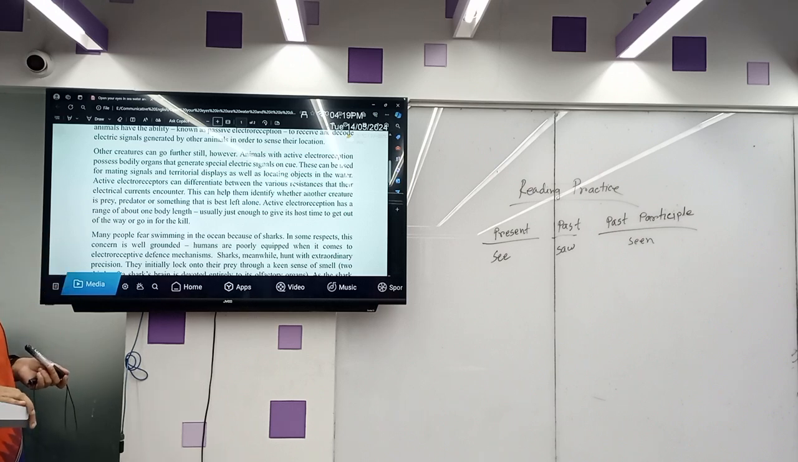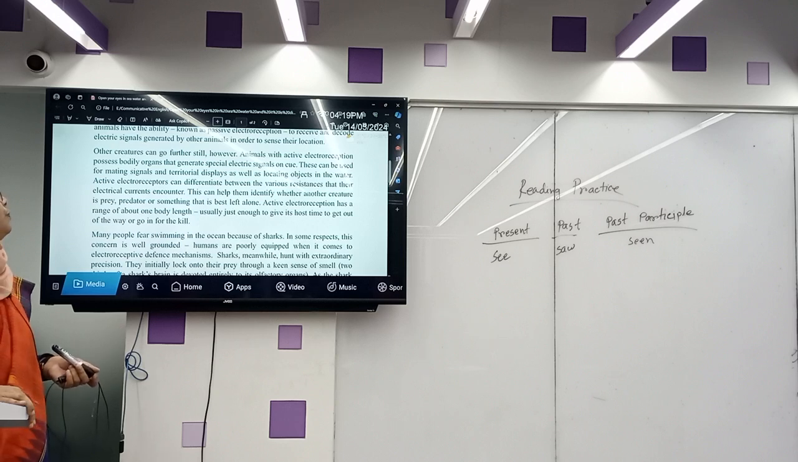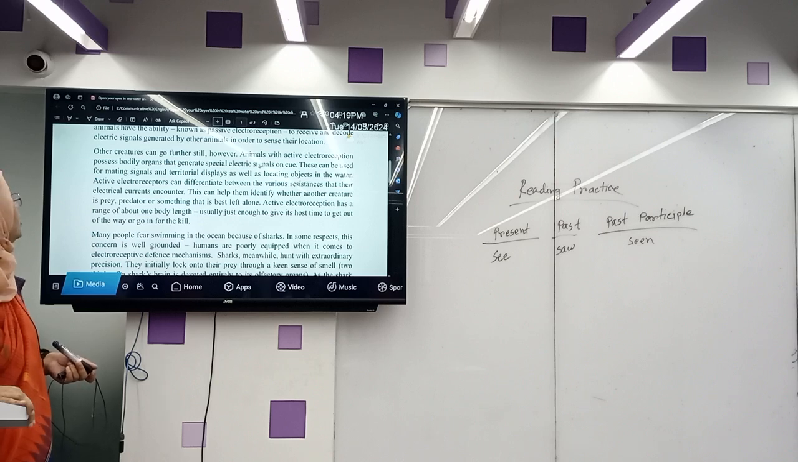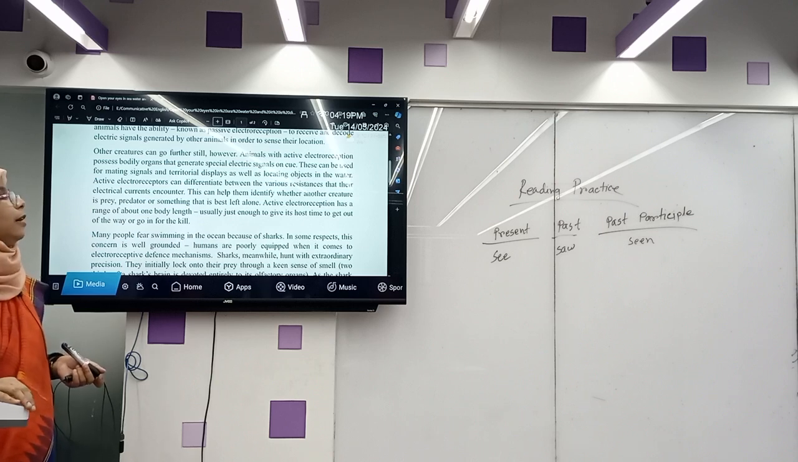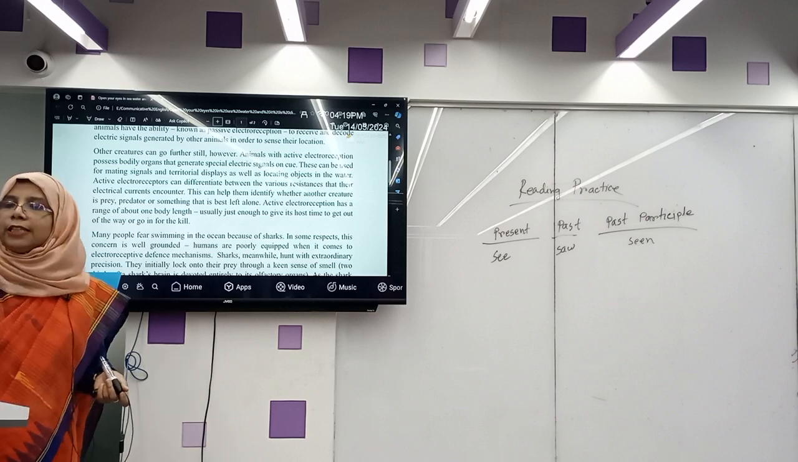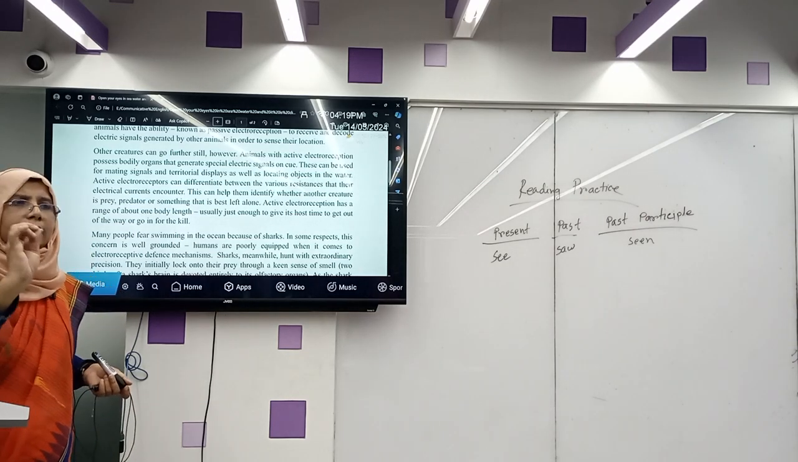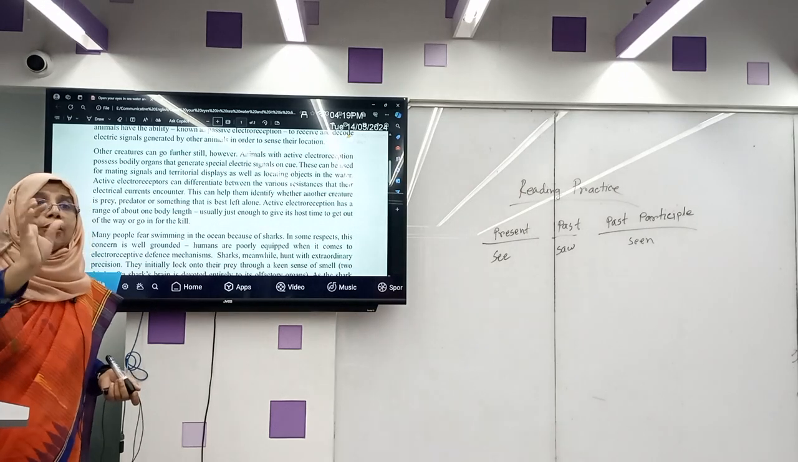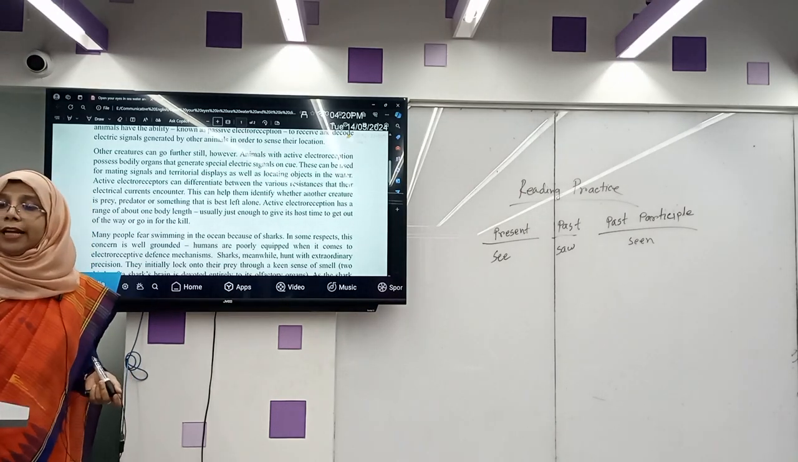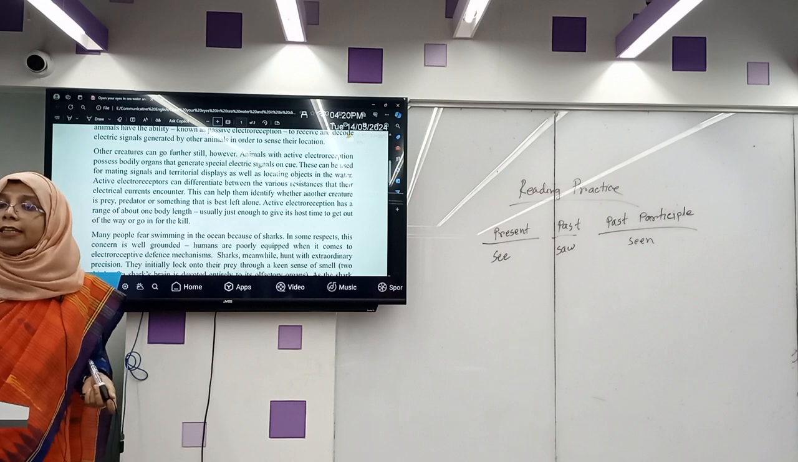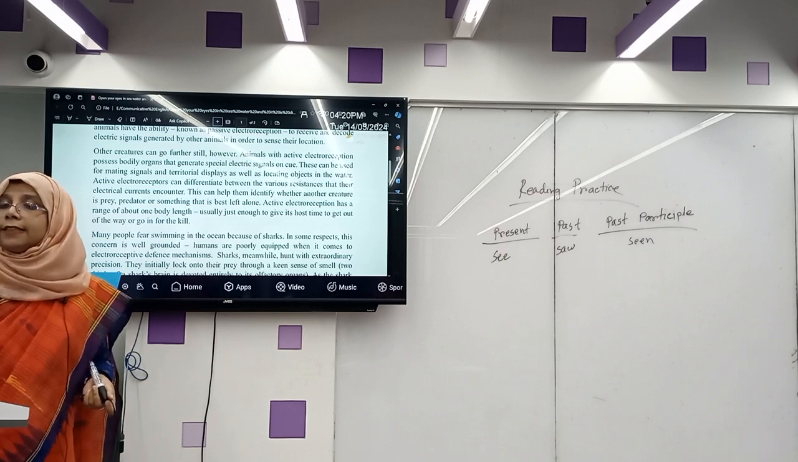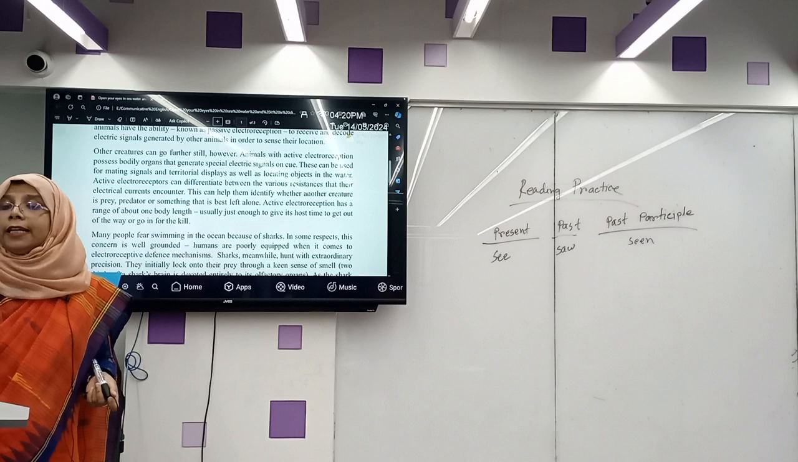Other creatures can go further still. However, animals with active electroreception possess bodily organs that generate special electric signals on cue. These can be used for mating signals and territorial displays, as well as locating objects in the water. মানে এই ইলেকট্রোরিসেপশন দিয়ে তারা পানির মধ্যে বিভিন্ন অবজেক্ট, তাদের শিকার, এগুলি লোকেট করে। Active electroreceptors can differentiate between the various resistances that their electrical currents encounter.